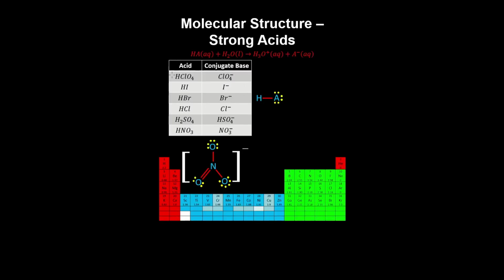Consider the following strong acids, ordered from the strongest, being perchloric acid, to the weakest acid, being nitric acid. And therefore the conjugate bases to these acids are ordered from strongest to weakest in the reverse direction. Now we can determine the relative strengths of these acids from their molecular structure.